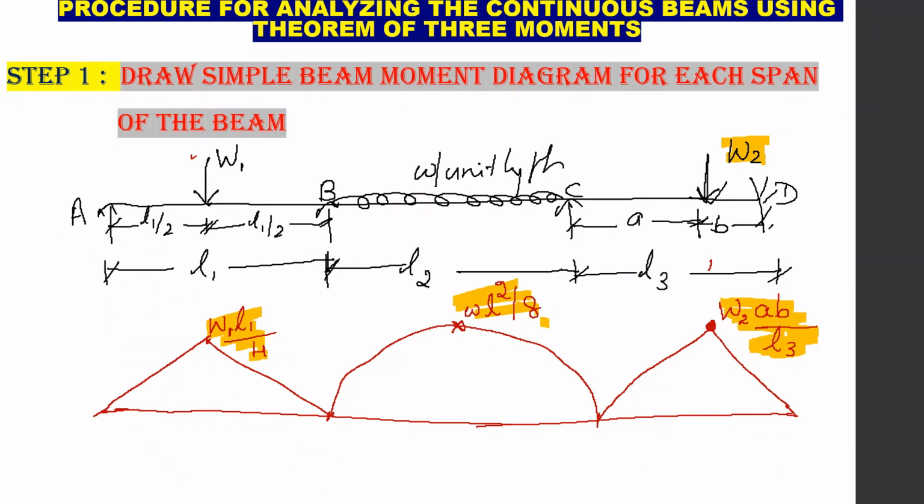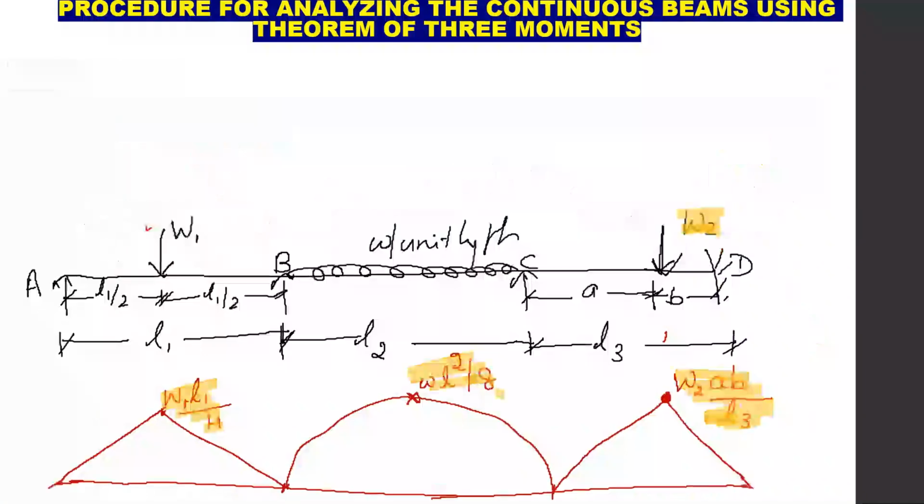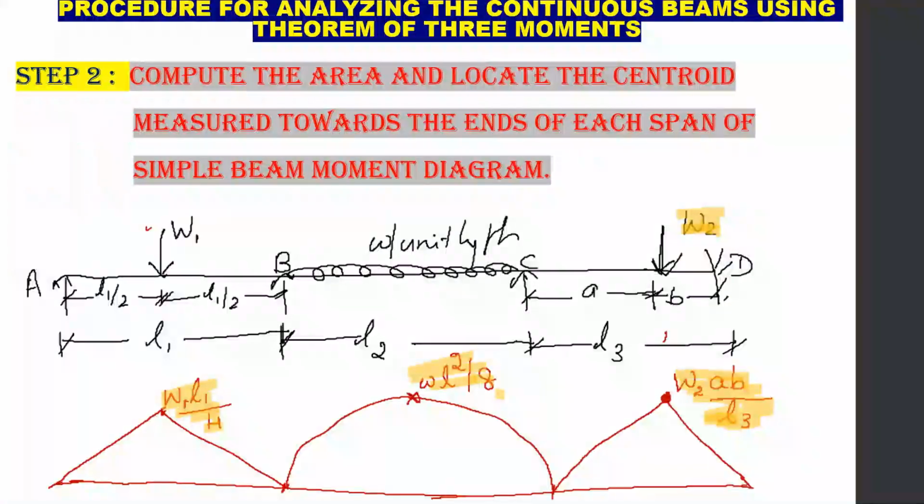Now we will go for the second step. The second step is to compute the area and locate the centroid measured towards the end of each span of the simple beam moment diagram. So this is our beam moment diagram. We have already drawn it in our first step. So now in the second step, we have to compute the area of this beam moment diagram.